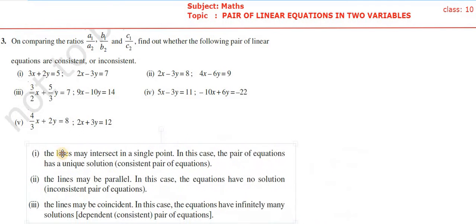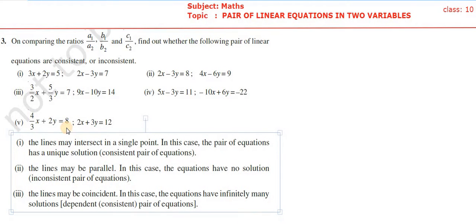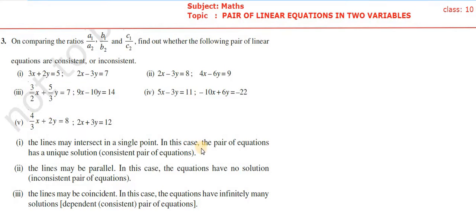See, when the lines intersect in a single point, in this case the pair of equations has a unique solution, therefore it is a consistent pair of equations. When the lines intersect like this, then it is consistent.